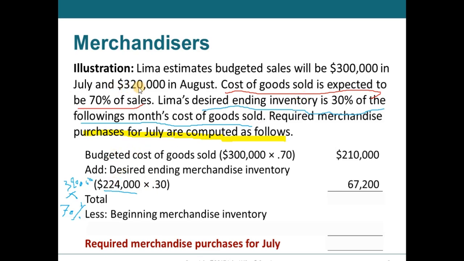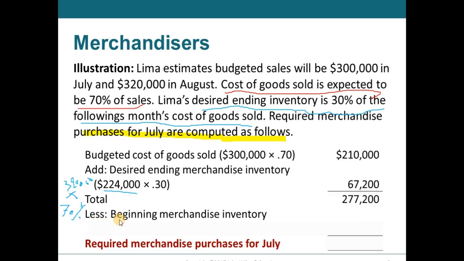will be 320,000 times 70% equal to 224,000, times 30%. As you see, the ending inventory is 30% of the following month's cost of goods sold. Next month's sales, 320,000, times the cost 70%. Here is the cost of goods sold in the next month. The result will be 30%.